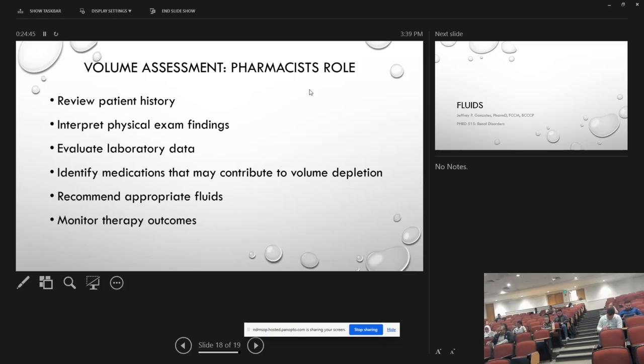What's a medication that we use that gets rid of fluid? Diuretics, right? Certainly there's a whole bunch of others, but that could be an important point that you identify. Recommend the appropriate fluids, whether the patient needs a crystalloid or a non-crystalloid solution based on their volume status and what's going on. And then certainly monitor therapy outcomes, right? Those are all important things that we can do as pharmacists. Any questions on fluid assessment?